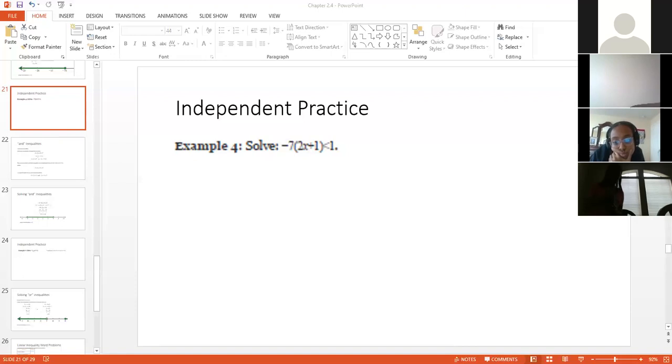Welcome. Just in case I was going too fast, you distribute the -7 to the 2x. You also distribute the -7 to 1. So -7 times 2x is -14x, and -7 times 1 is -7. You want to isolate the variable term, so you add 7 on both sides to bring the constants to the right side. So let's add 7. The 7's cancel out. 1 plus 7 is 8.